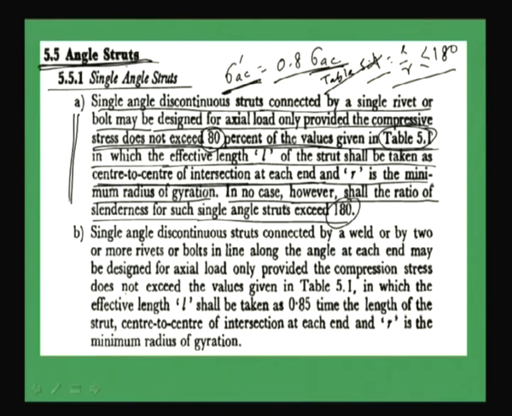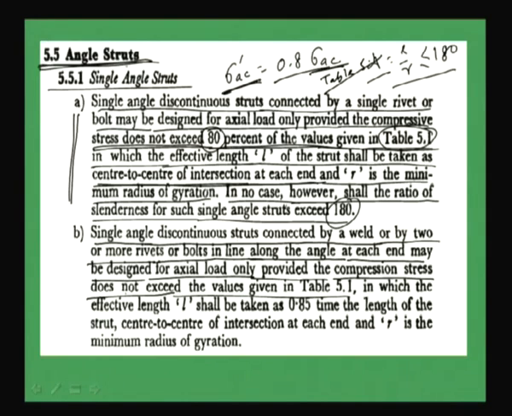5.5.1a. Another thing is in B, it is told that single angle discontinuous struts connected by a weld or by two or more rivets or bolts in line along the angle at each end may be designed for axial load only, provided the compression stress does not exceed the values given in table 5.1, in which the effective length L shall be taken as 0.85 times the length of the strut. So, here what we will take? That effective length will take 0.85 into L. L means the length of the strut, and the sigma sc value will be simply that which is given in the table 5.1, right.